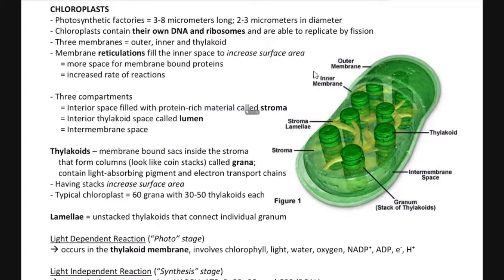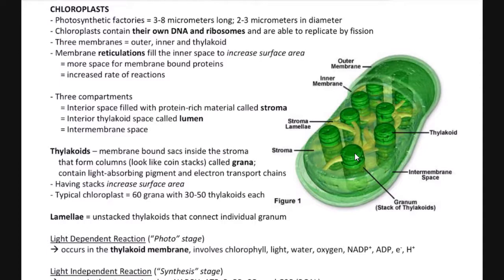So again, you've got the outer and inner membrane. You've got the thylakoid, which is a third type of membrane where all the photosynthetic magic is going to happen. If it's in a stack, you call it a grana, or granum for one, and they are joined by the lamellae. That is your structure of a chloroplast.